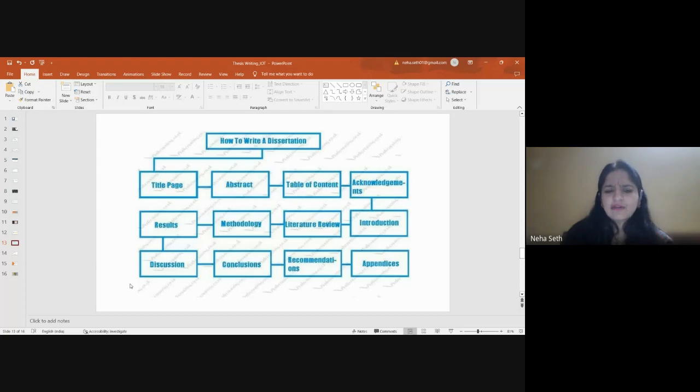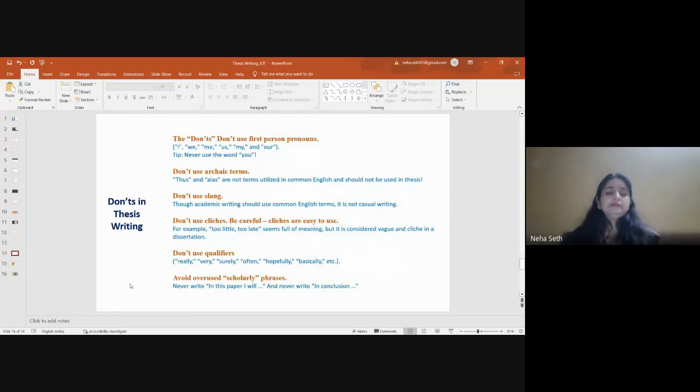So as I have already mentioned these things, the title page, abstract, table of content, acknowledgement, results, methodology, etc. The same thing we have already discussed, which is presented in the form of a flow chart here. Now there are a few don'ts and do's, or we can say a few thumb rules that we need to follow when we are writing a thesis.